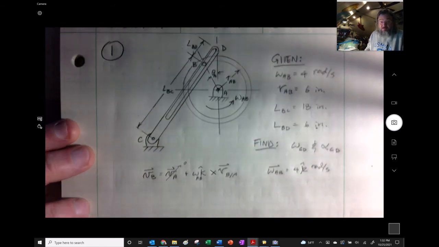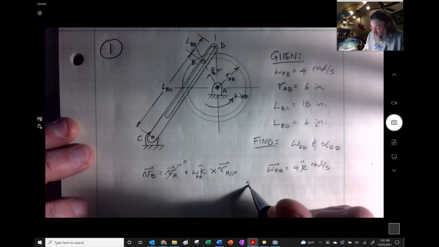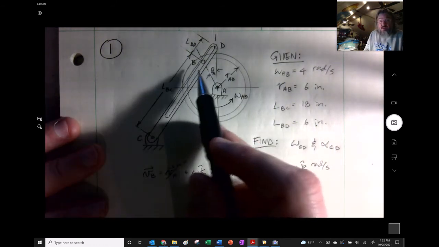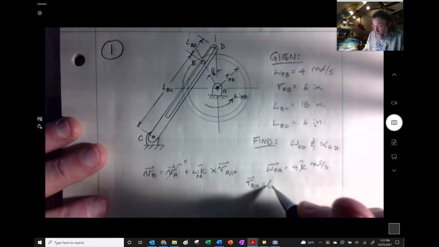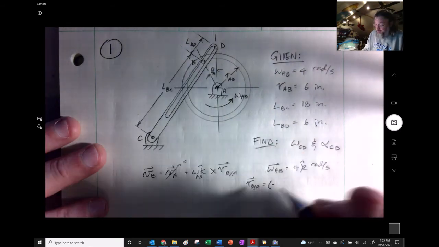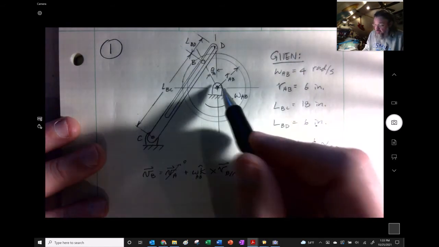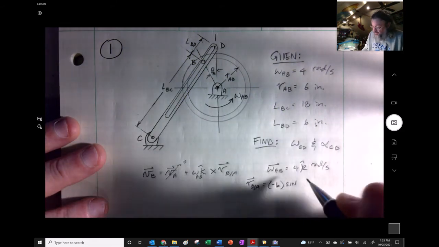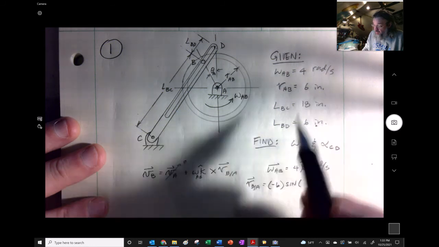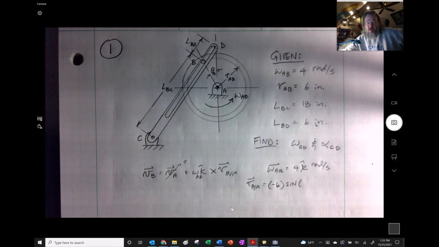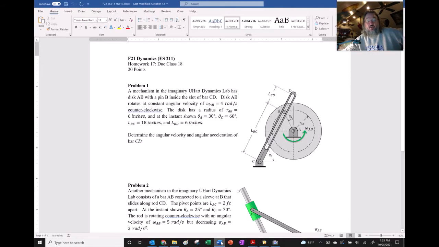RB with respect to A, maybe I should give myself some more room to do that. RB with respect to A is going to be negative, right? Because we're going to B with respect to A, so we're traveling in the negative direction here, and this is 6. But we're going to take the sine of our theta A. Did I say what theta A was in the problem statement? Oh, it's 30 degrees and theta C is 60 degrees.